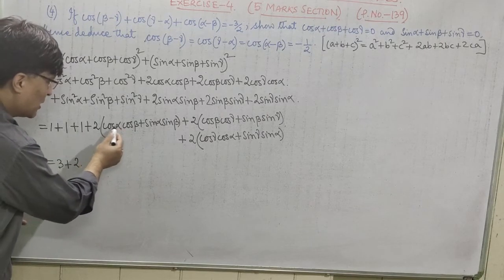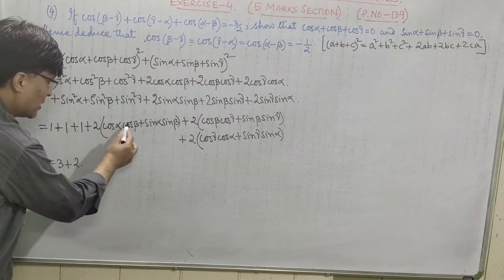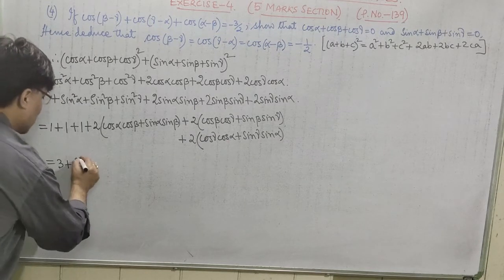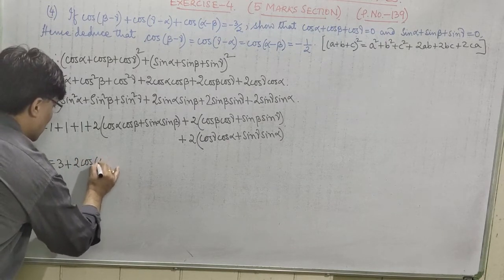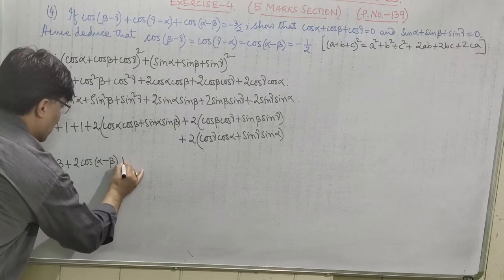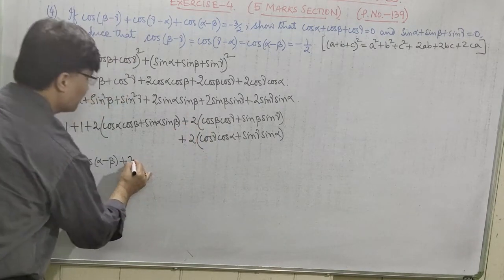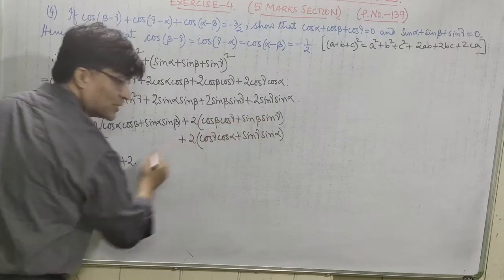So what is the formula that you can use here? cos A cos B plus sin A sin B, that is your cos of A minus B. But here in this case, it is cos of alpha minus beta, plus 2 into cos A cos B plus sin A sin B.